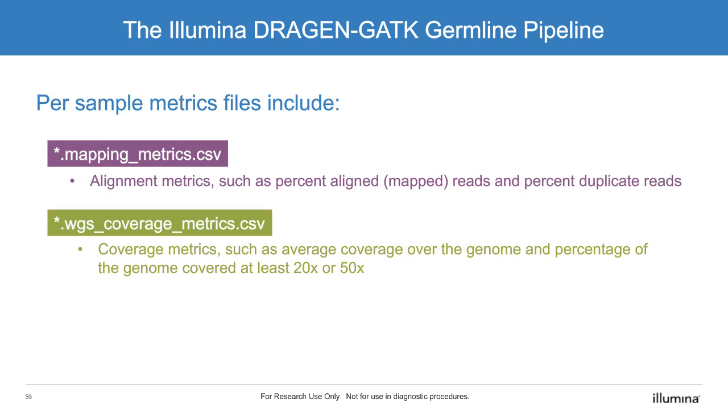So some other files that get produced on top of your BAMs and VCF, you're going to have your mapping_metrics.csv. So this is going to give you your alignment metrics, such as your percent aligned or your mapped reads and your percent duplicates. You're also going to have your coverage_metrics.csv, which is going to give you information such as average coverage over the genome and the percent of the genome that was covered at least 20x or 50x, etc.